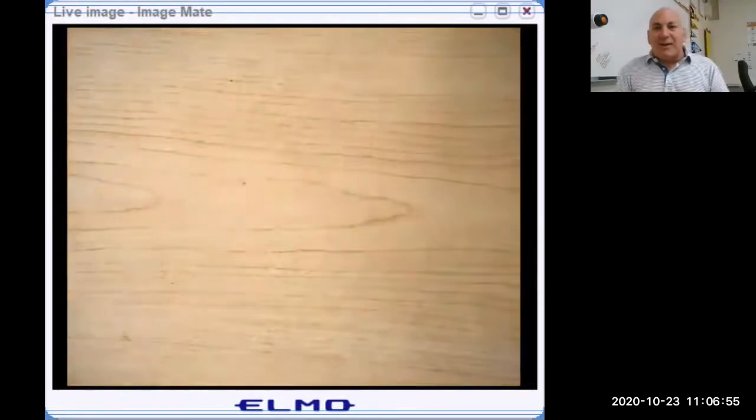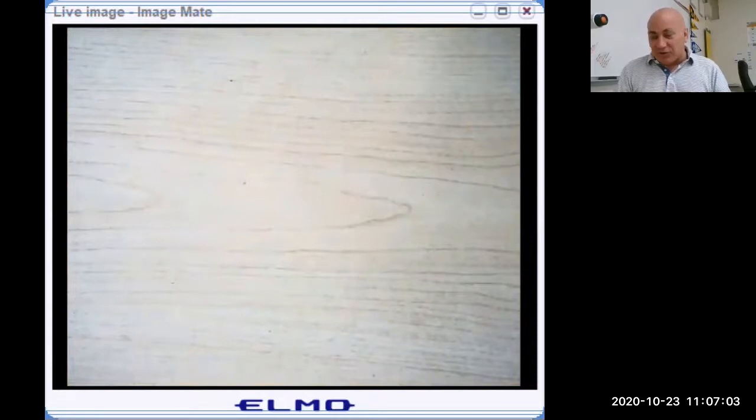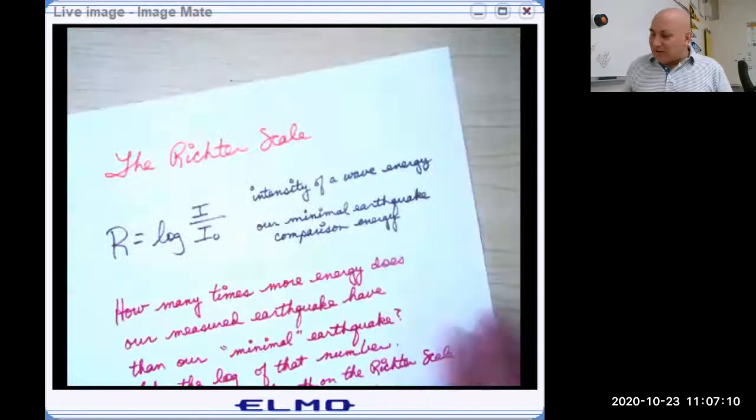So we've done an example of radioactive growth, which is exponential growth, which was our compound interest. We just did radioactive decay, which is our exponential decay example. Now let's do a log example.